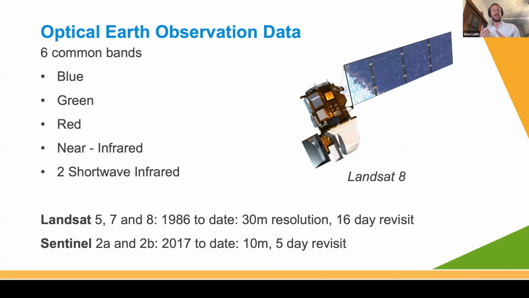There's blue, green, red, near infrared, and shortwave infrared. These are the bands that have been captured by the Landsat group of satellites for the last 30 years. There's been 3 satellites that have captured data actively, 2 still capturing data, Landsat 7 and 8. Landsat 5 was retired. That data is at 30 meter resolution and has a 16-day revisit time.